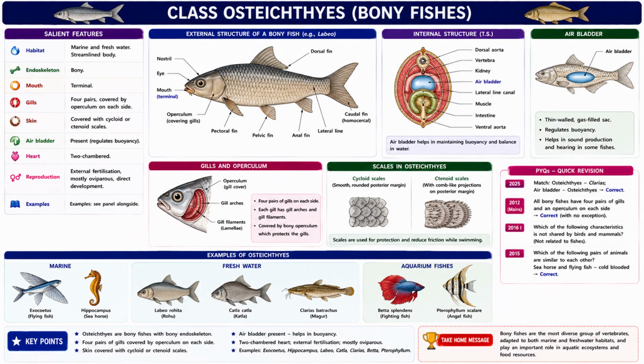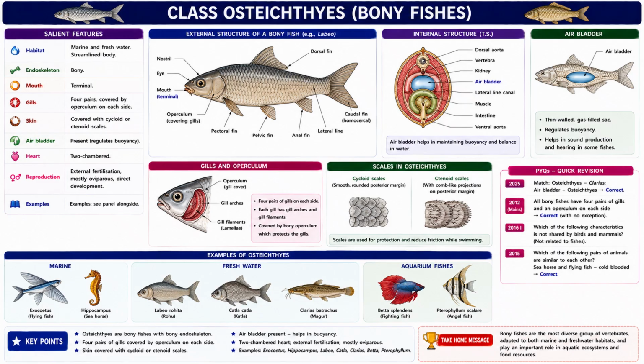Now comes the class Osteichthyes, called bony fishes. The salient features of the class Osteichthyes: they are marine and freshwater, with a streamlined body. The endoskeleton is bony, mouth is terminal, gills are 4 pairs covered by an operculum on each side, skin is covered with cycloid or ctenoid scales, air bladder is present and regulates buoyancy, heart is two-chambered, reproduction is by external fertilization, mostly oviparous, direct development, no larval stage. You can see examples here at the bottom. There are many examples there.